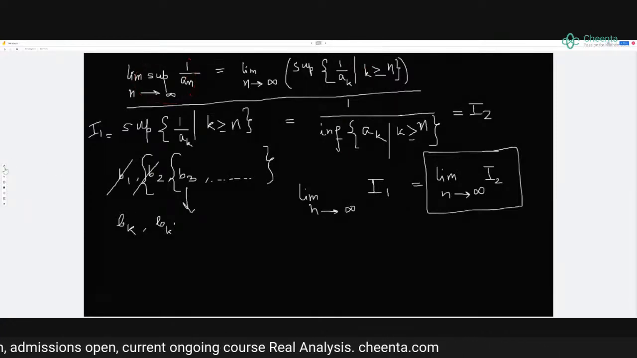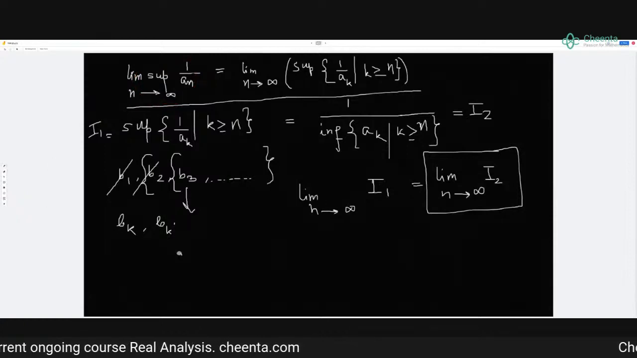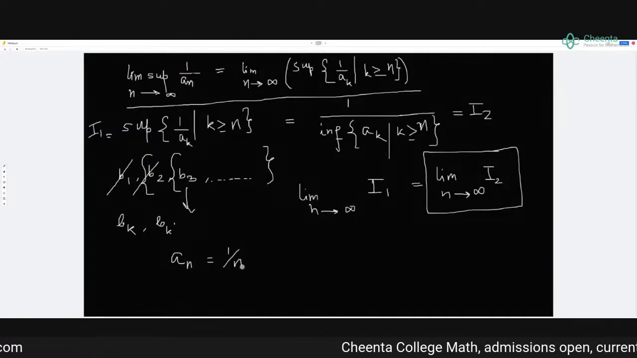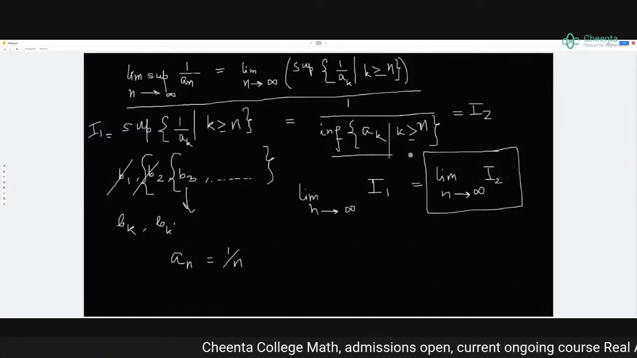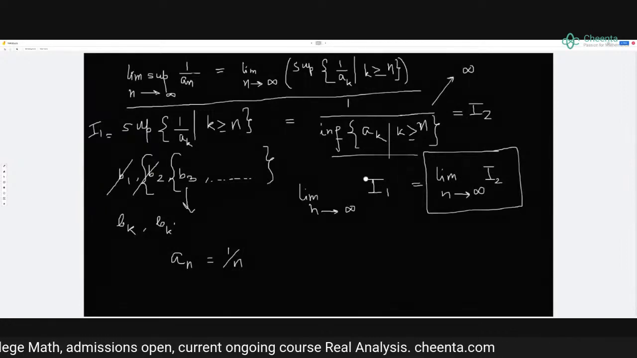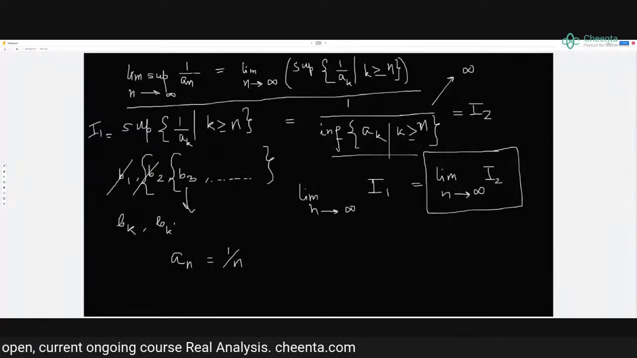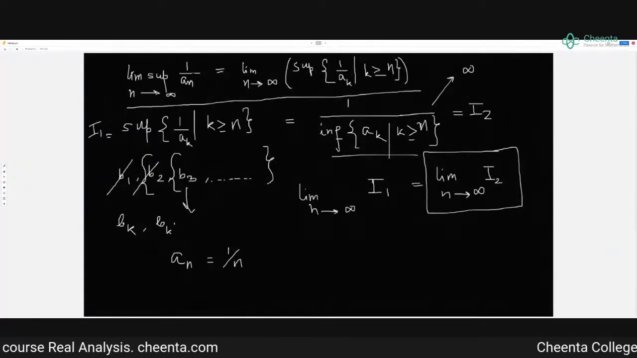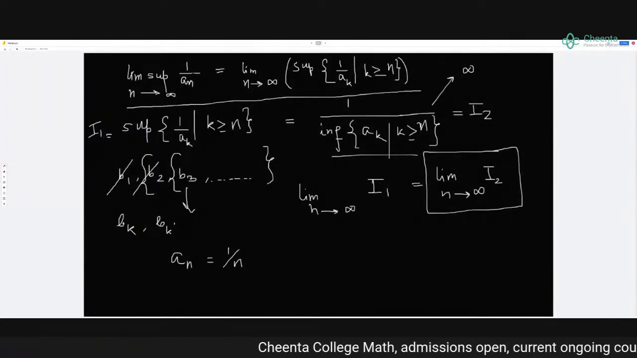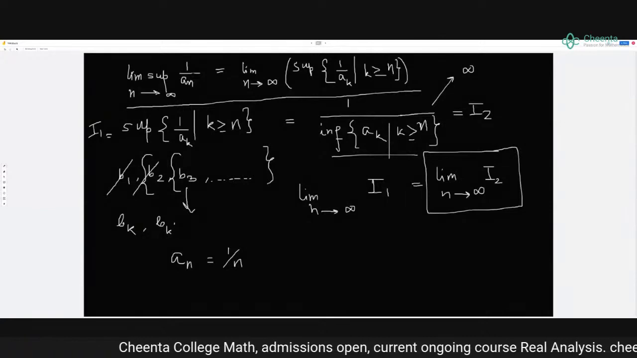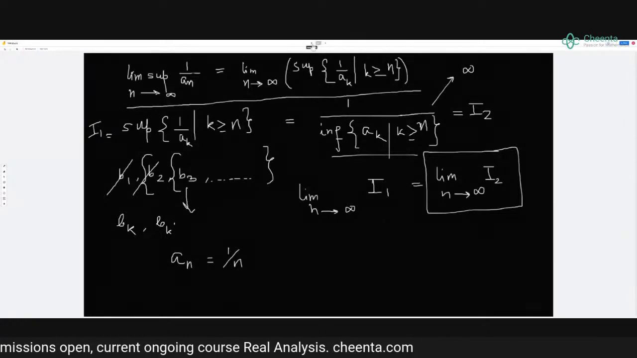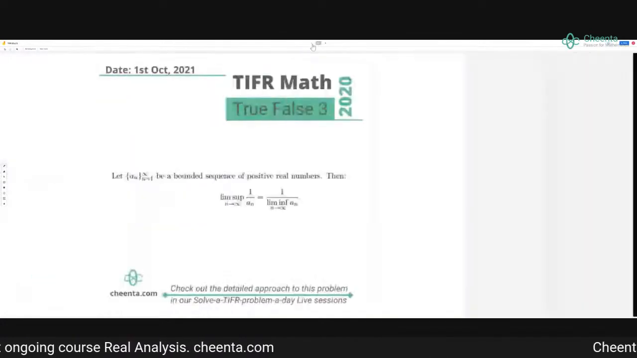For example, if you take an equal to 1 by n, this is one such example, where the infimum is 0 and thus it goes to infinity, and on the left hand side that will also go to infinity. So it is just a simple observation that the set of supremums of 1 by ak for k greater than or equal to n depends explicitly on the choice of infimums of ak, and hence we have the solution. So this is a true statement.